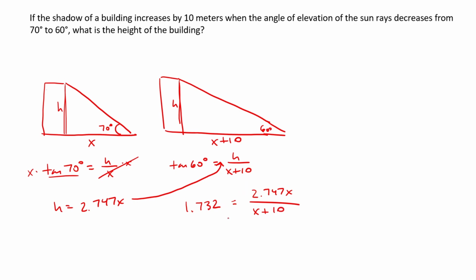And I end up here. So now I want to, let's see, get x alone. So I'll clear the fraction. Right, I'll multiply by x plus 10. But if I do it here, I got to do it here. And distribute, right? So I get 1.732x plus 17.32 equals 2.747x. And now I have an equation that I can solve with my calculator.